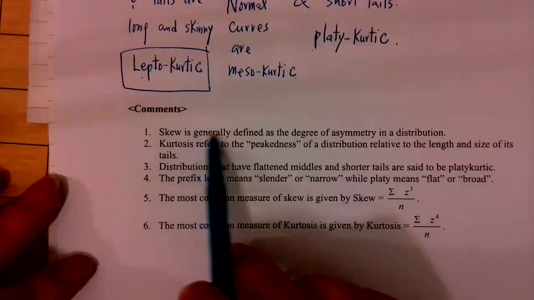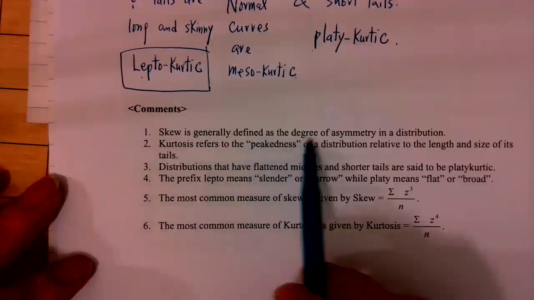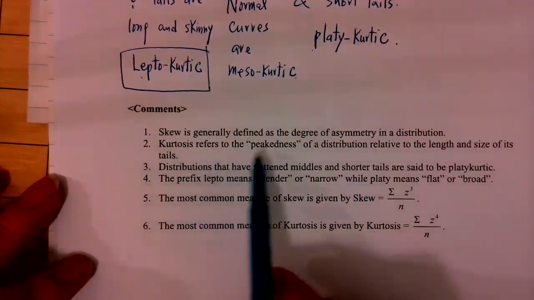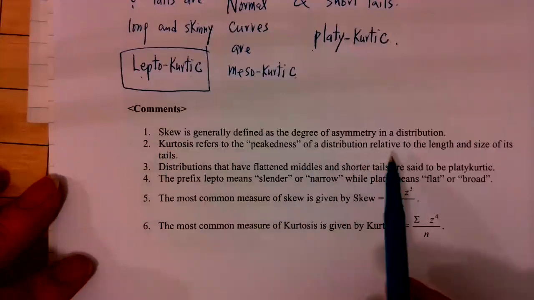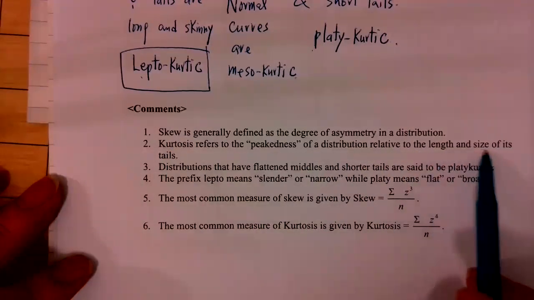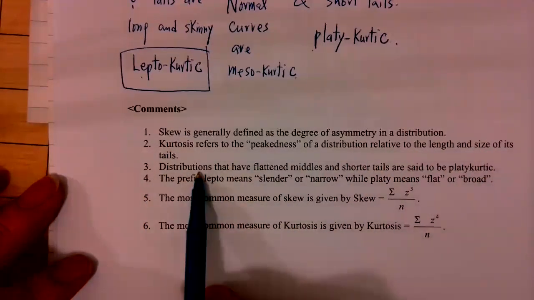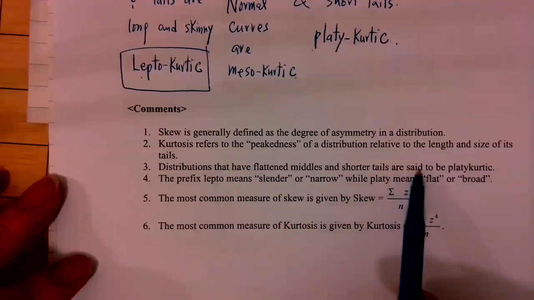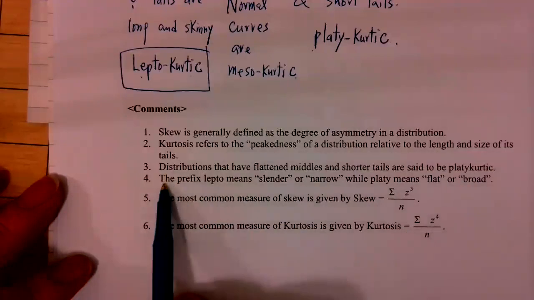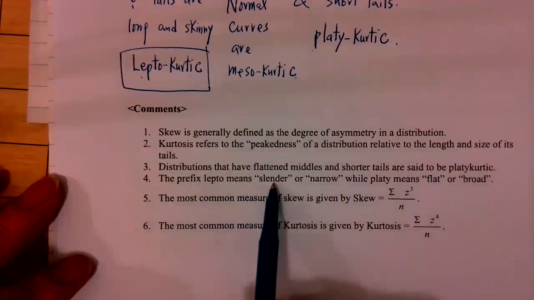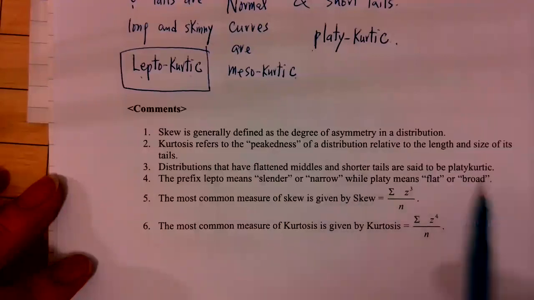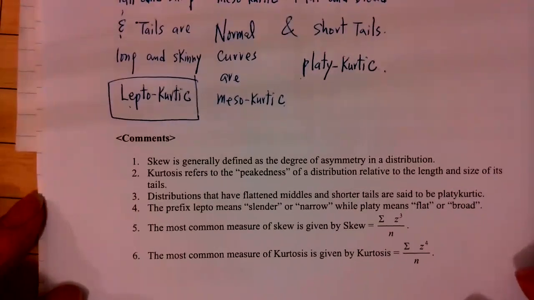Skew is generally defined as a degree of asymmetry in a distribution. Kurtosis refers to the peakedness of a distribution relative to the length and size of its tail. Distributions that have flattened middles and shorter tails are said to be platykurtic. The prefix lepto means slender or narrow, while platy means what? Flat and broad, okay? You want to copy? Go ahead.